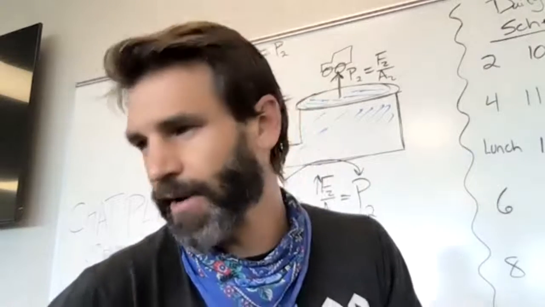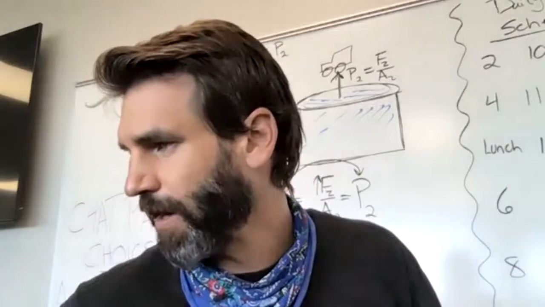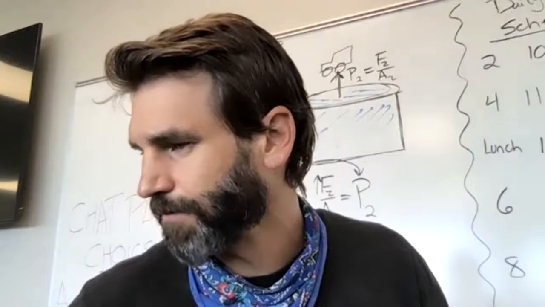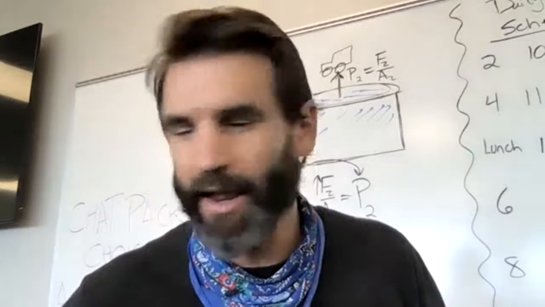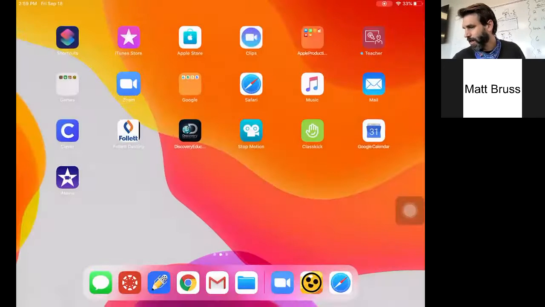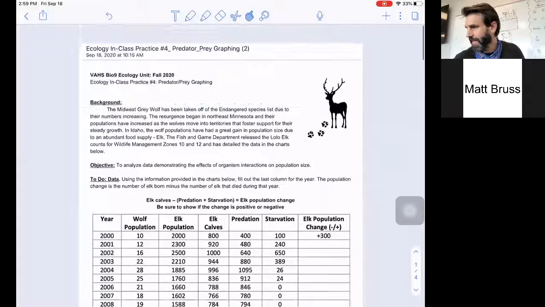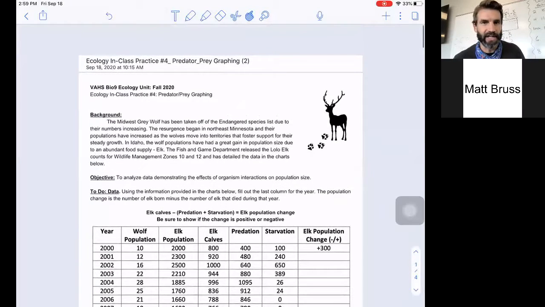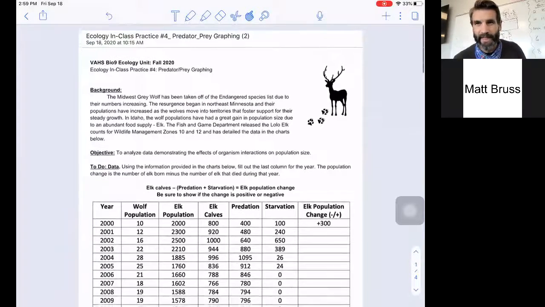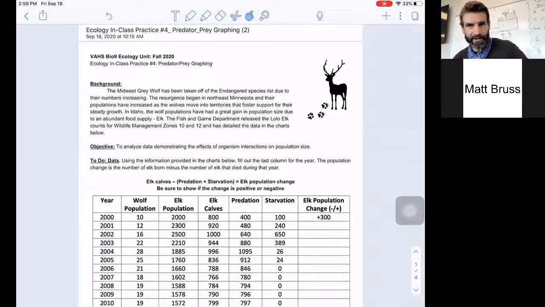So I'm going to go and share my screen with a little bit of what we talked about today. A little bit of the work today was in how you make a graph like this in Notability. This was the in-class work we did today, Ecology in-class practice number 4, and that's listed in Canvas under today's work in the calendar, and you can follow the link to this and bring it over into Notability like we've been doing.